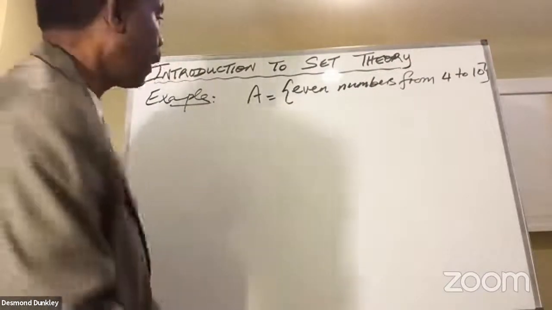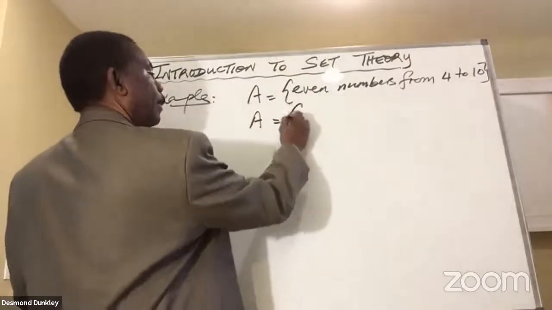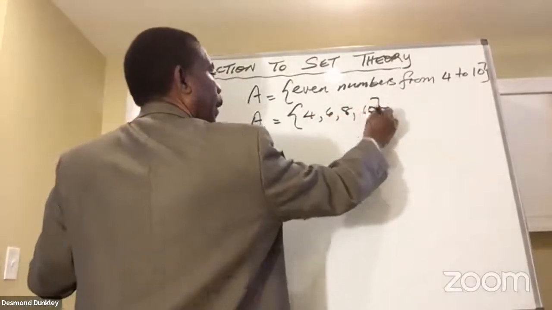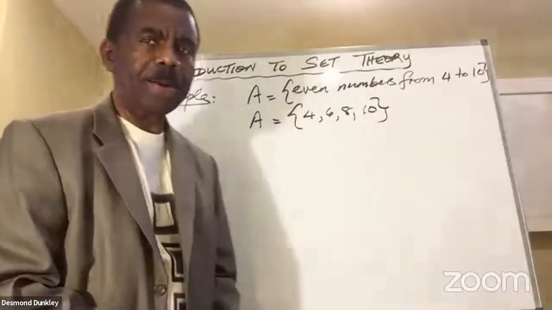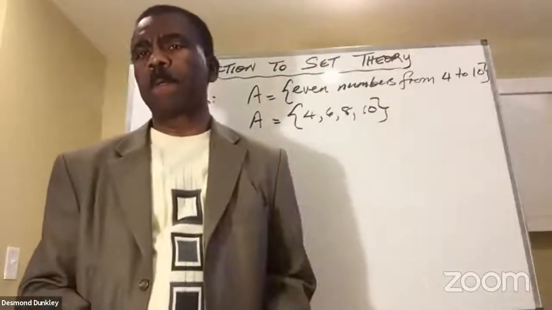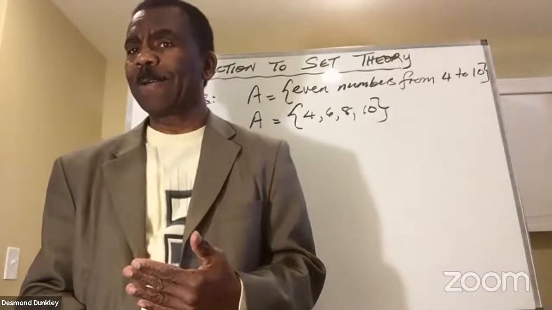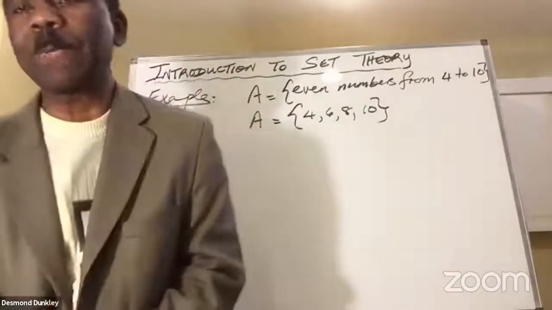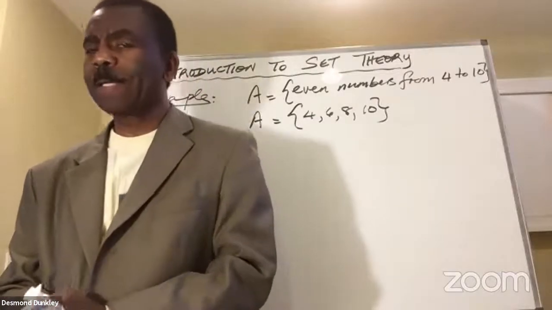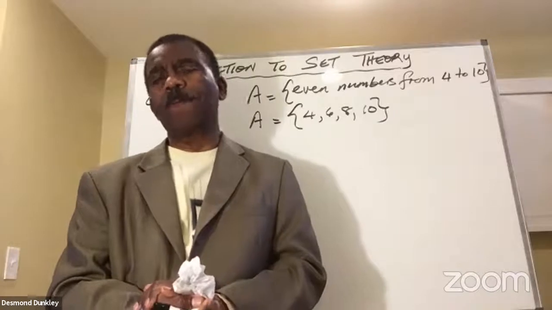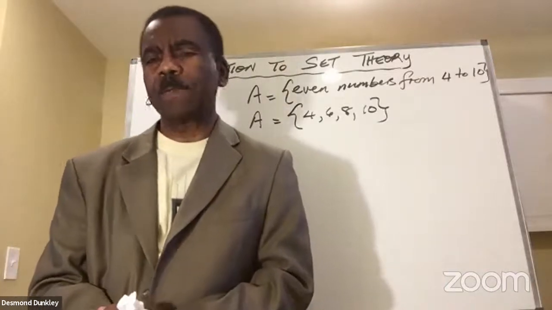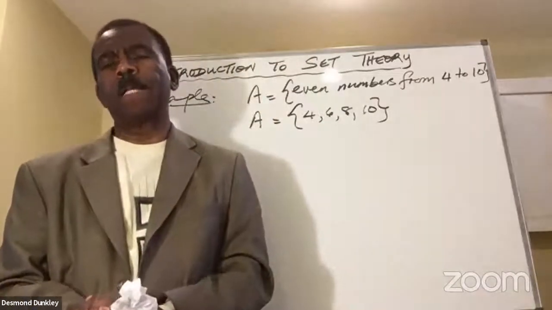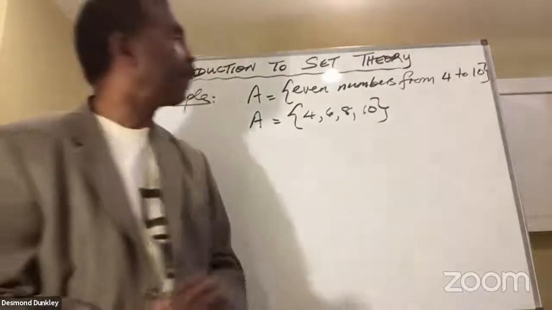So that could also be written as A equal to, or we could just list what the numbers are, 4, 6, 8, and 10. So all I'm trying to say here is you could have a descriptive expression for your set, or you could just list the elements in the set. If your universal set was all integers from 1 to 100, it would be kind of tedious writing 1, 2, 3, 4, 5, 6, 7, 8, 9, 10, 11, all the way up to 100. That's a waste of time. So set theory allows you to describe what your elements are in words. Okay? Good.